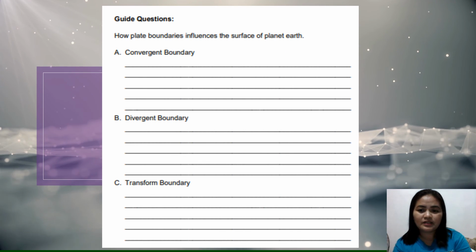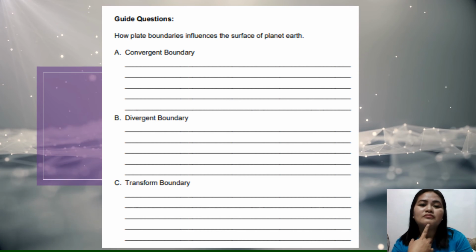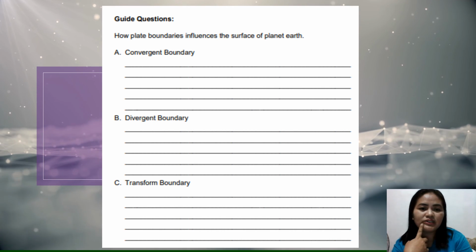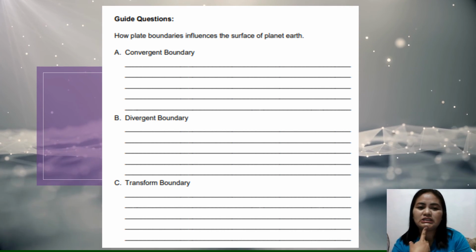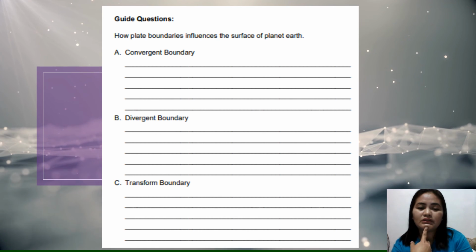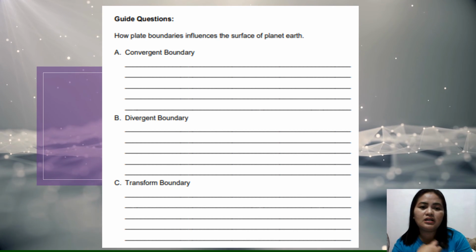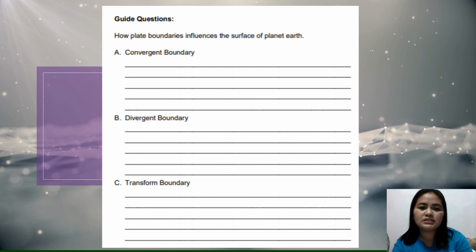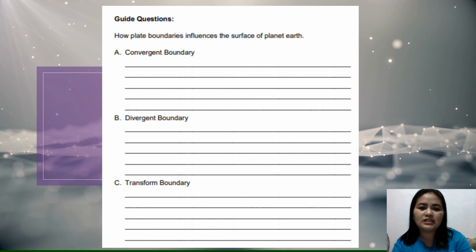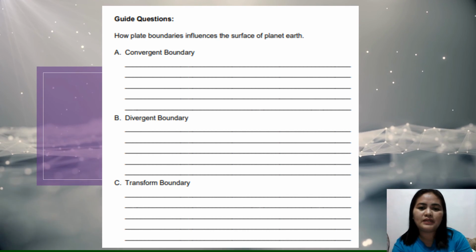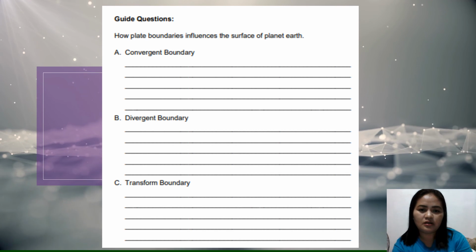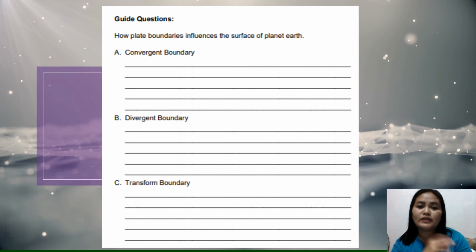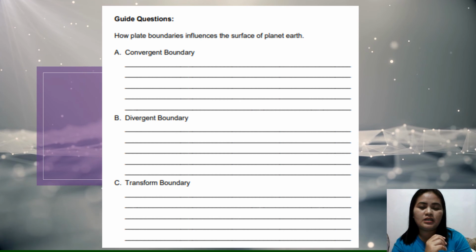Meron pa pala. Akala ko wala na. Meron pa palang guide questions. What is your task here? How plate boundaries influence the surface of planet Earth. Take note, influence the surface of the Earth.